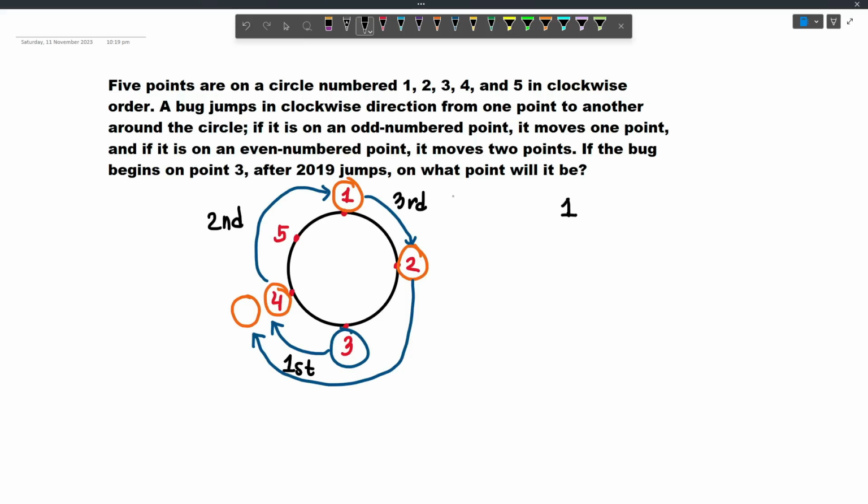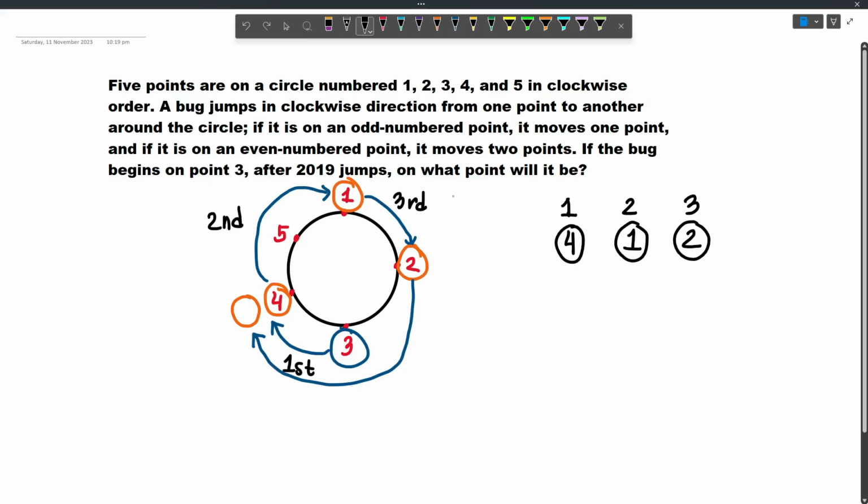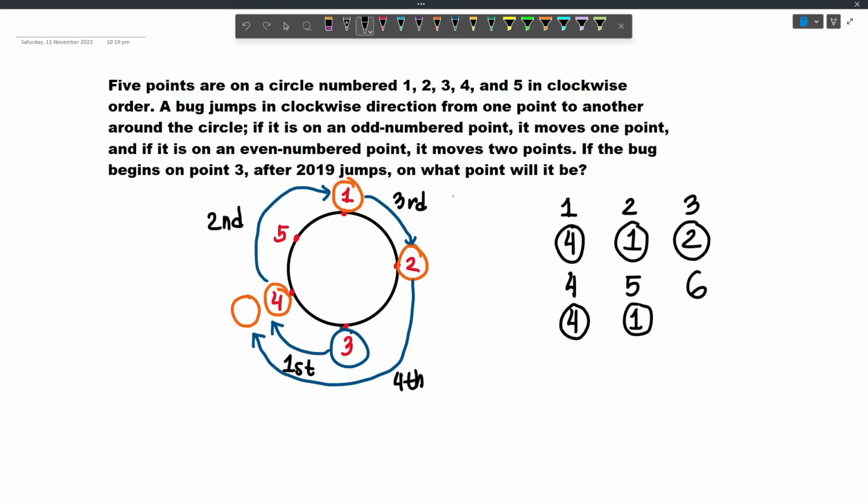On the first jump, the bug is at 4. 3 is not included because that's the bug's starting point. Now, on the second jump, the bug is at 1. And then at the third jump, the bug is at 2. And so this pattern will repeat, because on the fourth jump it will be at 4, on the fifth jump it will be at 1, and then at the sixth jump it will be back at 2. And this pattern will repeat.